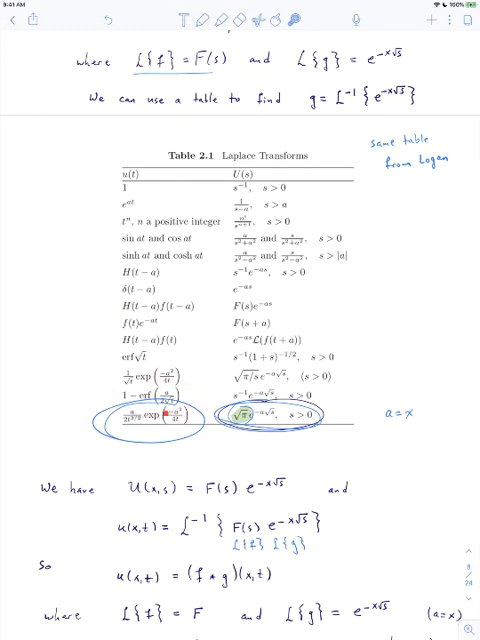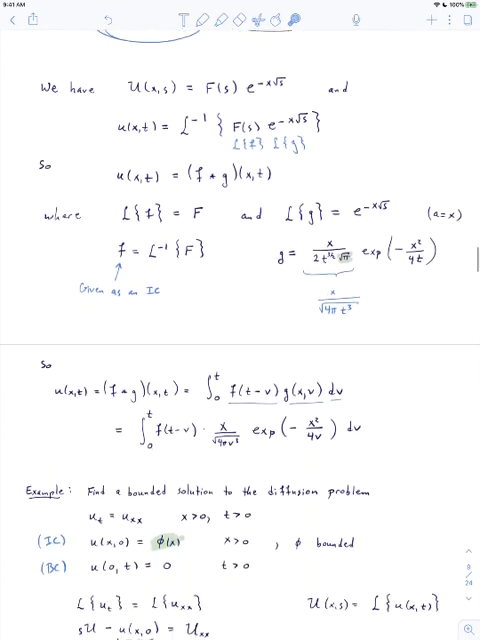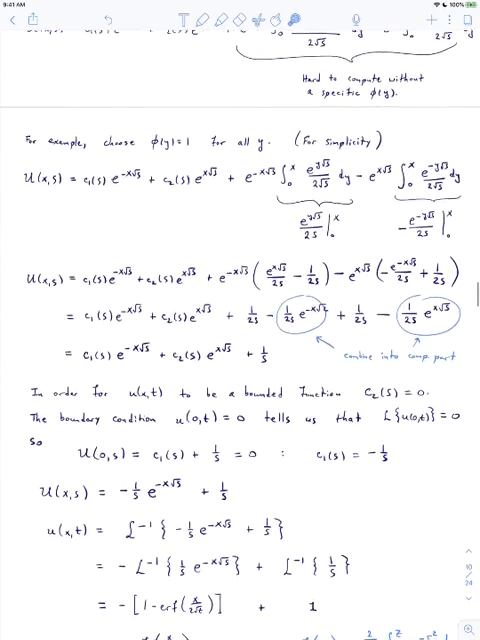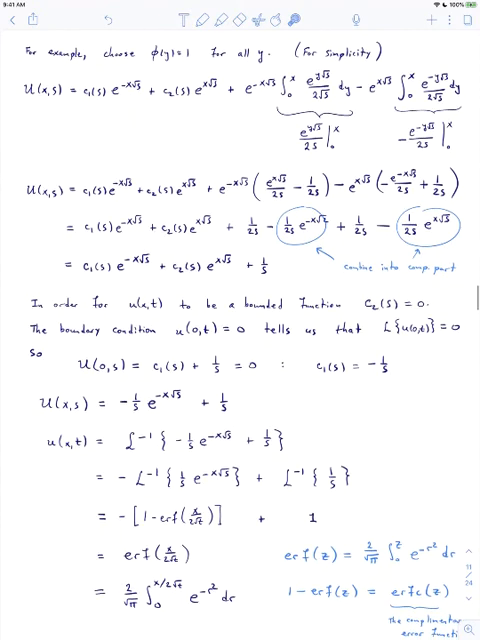So then we have 1 minus erf, which is the erf complement. erf stands for error function. So we just have that right here, 1 minus erf. There we have our 1 over s, and there's our e to the minus a square root of s. So we just end up with 1 minus erf. As I mentioned, 1 minus erf is the complementary error function. So we can actually just write all this out.